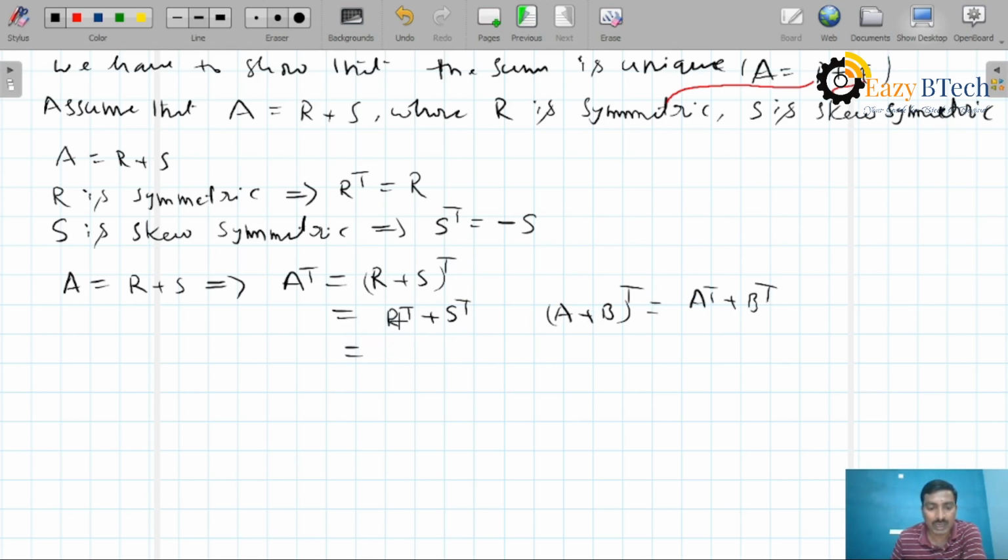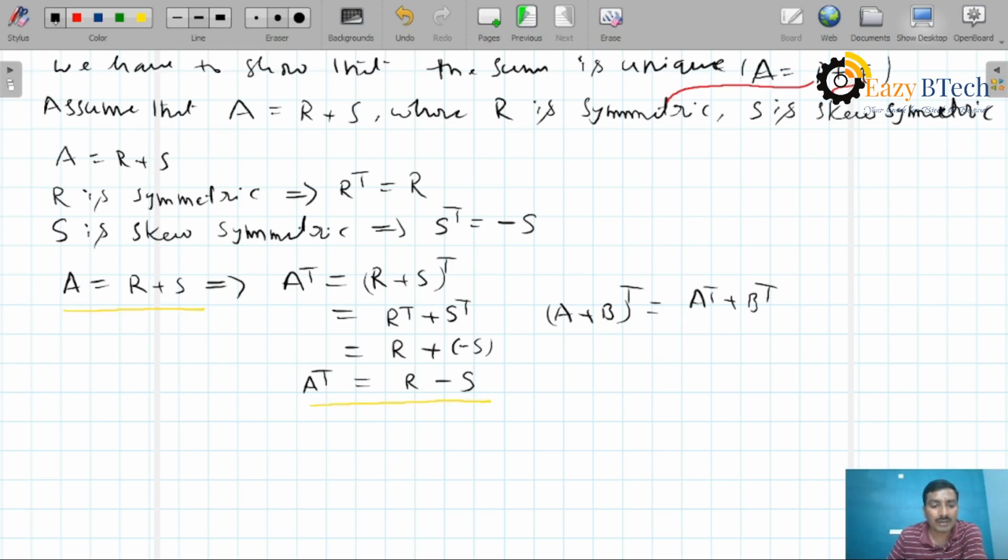That equals R transpose plus S transpose. R transpose is R, because R is symmetric. S transpose is minus S, because S is skew symmetric. Therefore, this can be written as R minus S, plus into minus gives minus. Therefore, A is R plus S, and A transpose is R minus S.